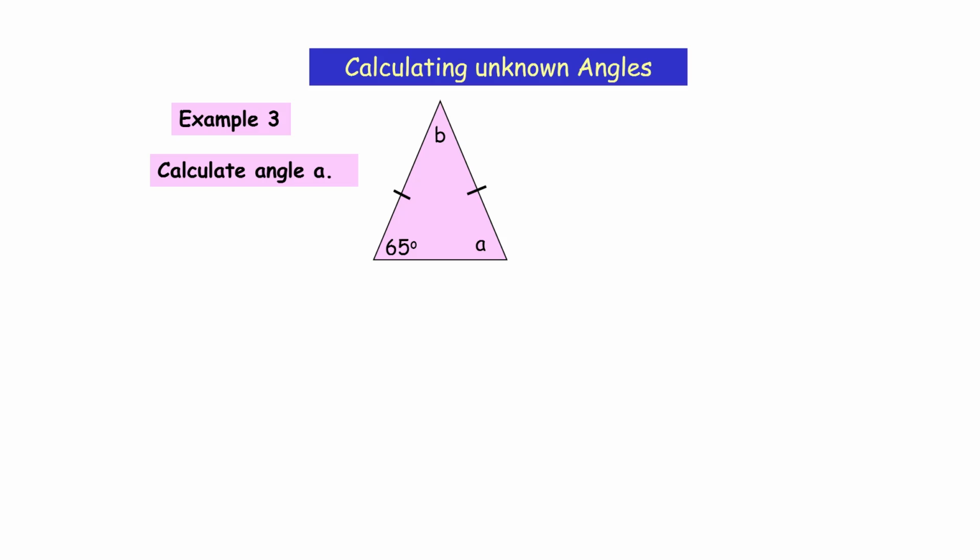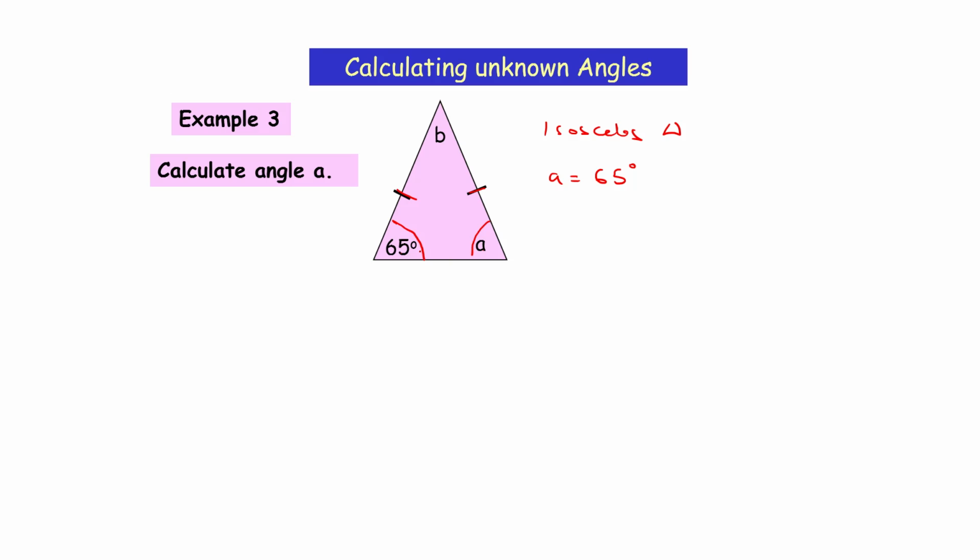Okay, so for this triangle, it's a special kind of triangle again. We can tell from the markings on the side, there and there. It tells us that those sides are the same, which means it's an isosceles triangle. And that means the 2 angles on the bottom are the same as well. So those two are equal. So that means that A is equal to 65 degrees.